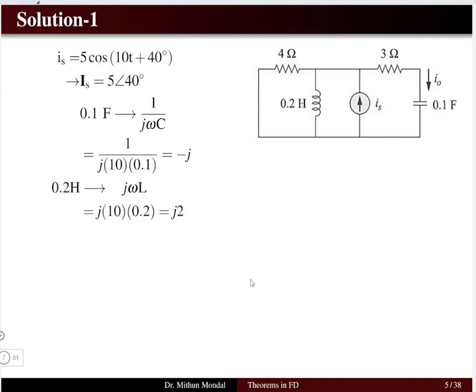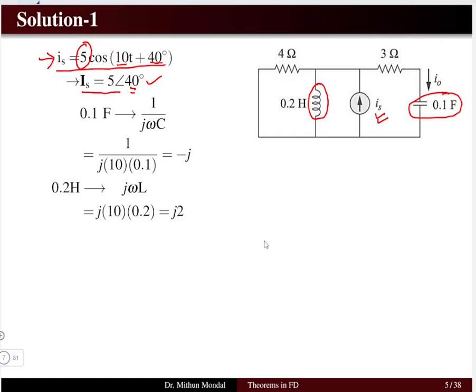The first thing to note is that the current is represented in the time domain, which is the instantaneous current. We have to convert the instantaneous current into phasor form. Here the maximum magnitude of the current is 5, the frequency is 10, and the angle of the current is 40 degrees. So we can represent that current in phasor form as magnitude 5 with angle 40 degrees.